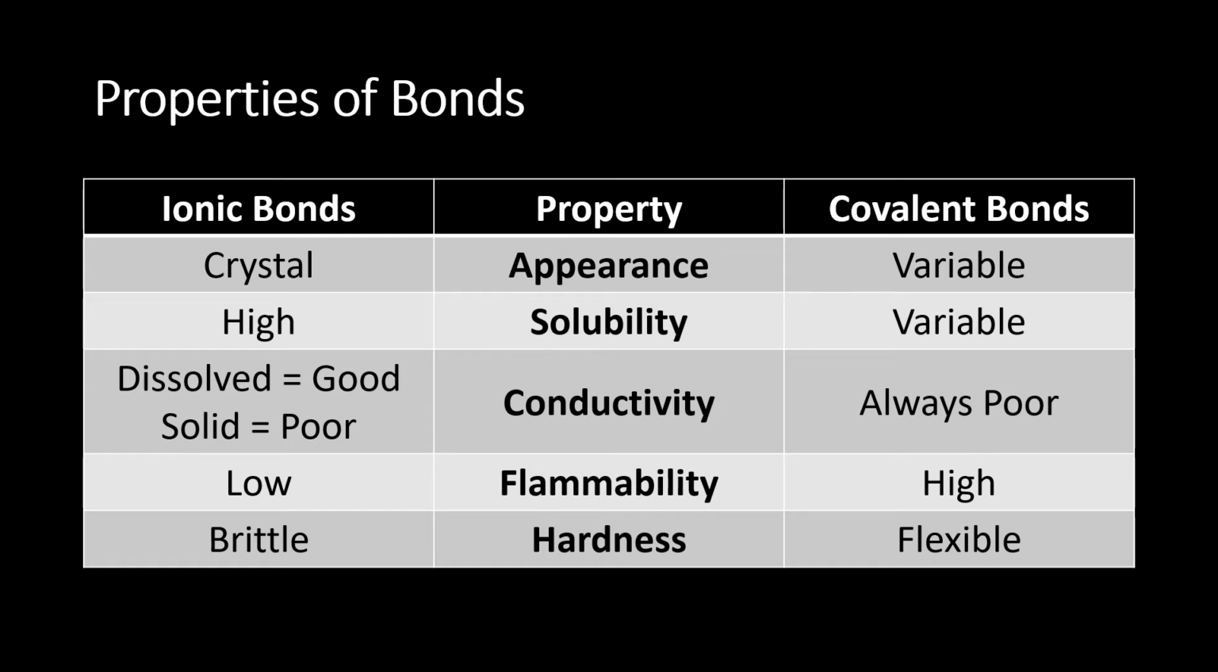Conductivity: our ionic compounds are great conductors when they are dissolved, but they are poor conductors when they are solid. So if you were to put a conductivity tester into a jar of solid salt, for example, it wouldn't really conduct electricity, but if you added water to that jar of salt, it would then be a very good conductor of electricity. Remember that pure water that has nothing added to it is a poor conductor of electricity.